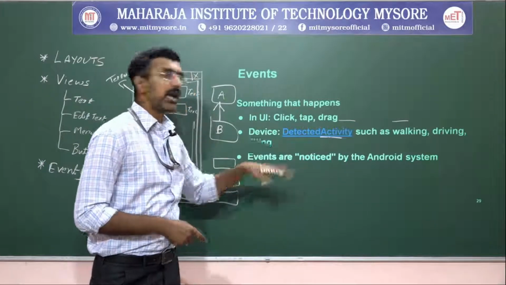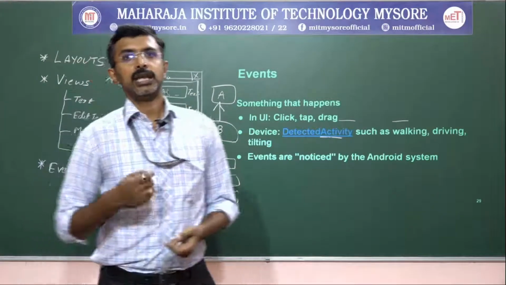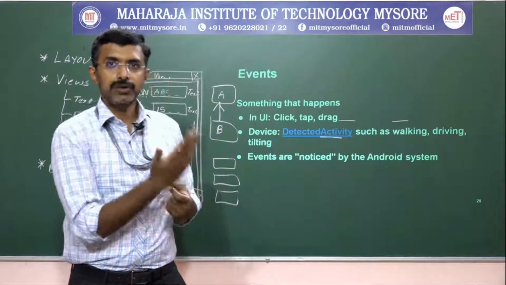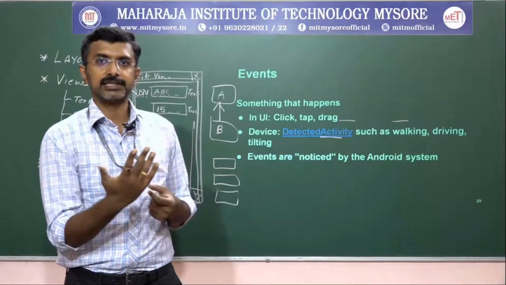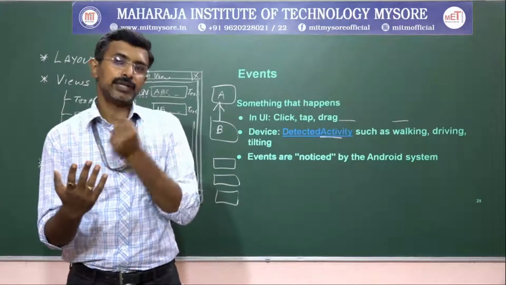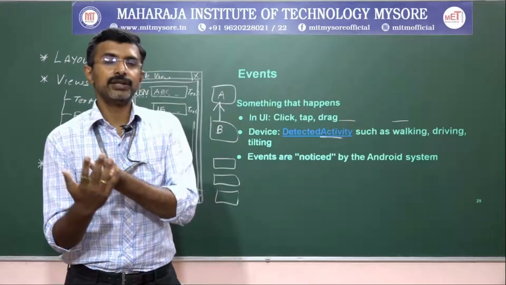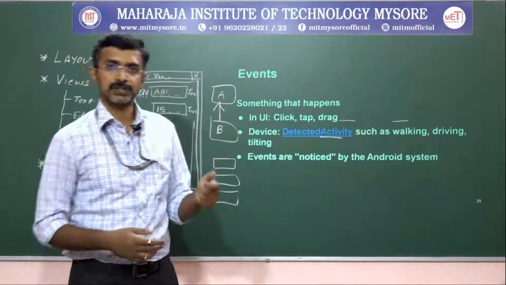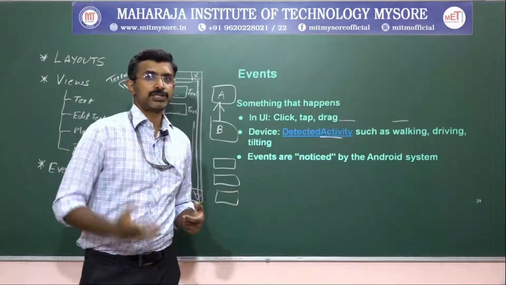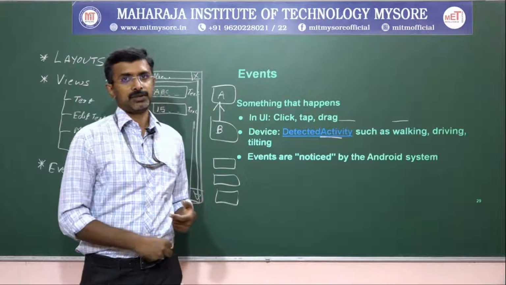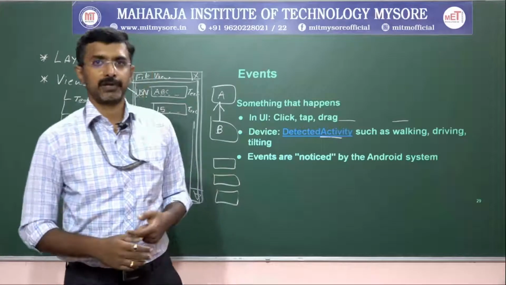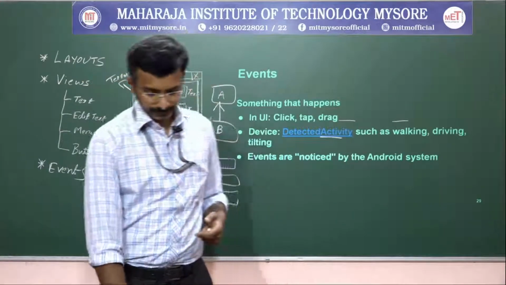Events are noticed by the Android system. Yes, every event is first noticed by the Android system, and looking at the context, which is the current context you are in, the event is given to that context. If the context makes use of that event, then it performs the operation, or else it is given back to the Android system. It is just like a broadcast: who wants this event? First it will be used by the current application, because the context is the current application, so it performs the operation on that particular event.